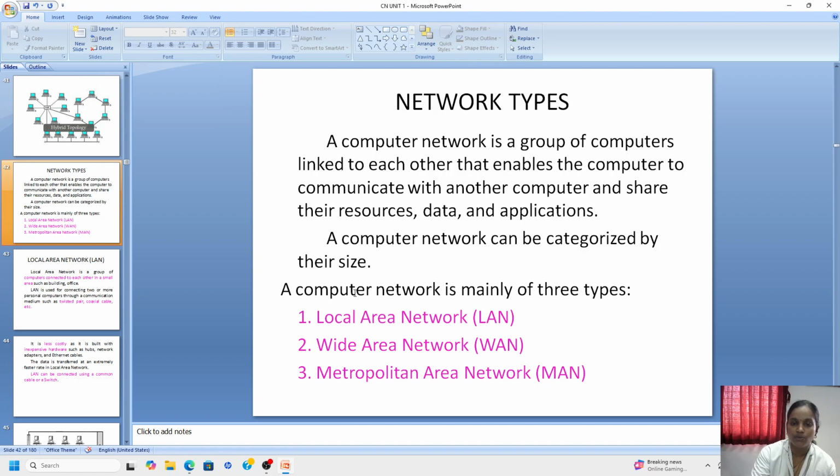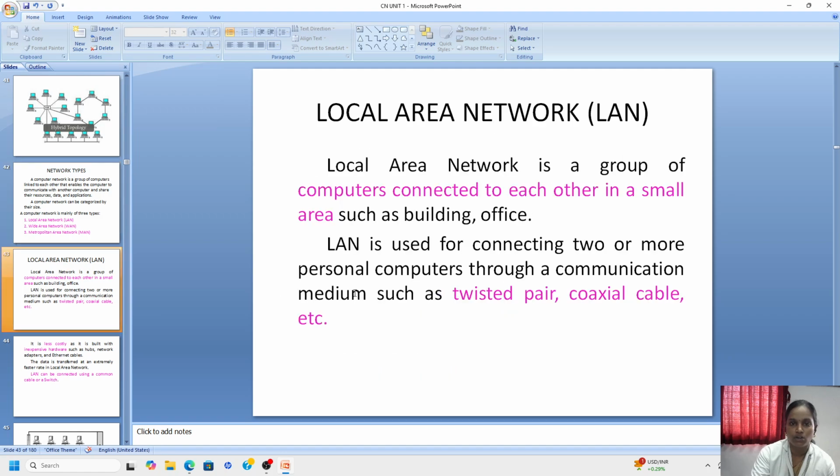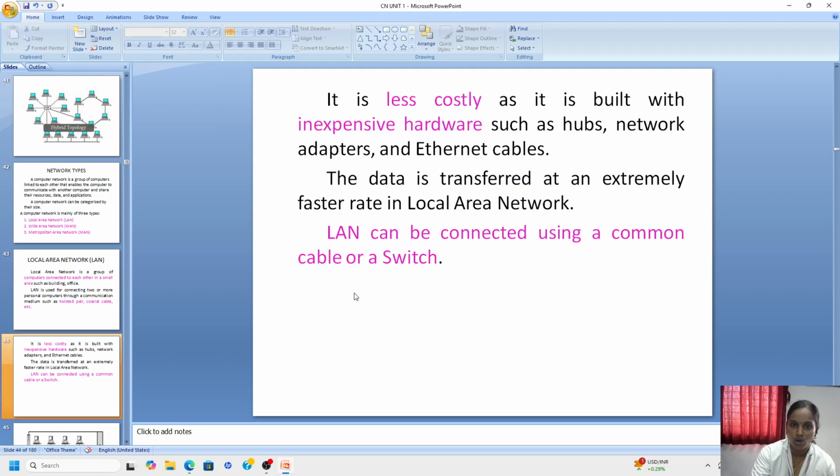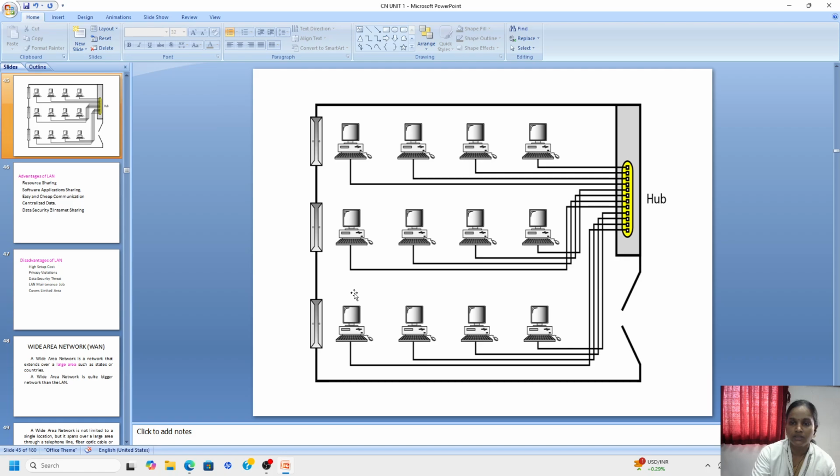Next one is network types. These are the networks: local area network, wide area network, and metropolitan area network. A local area network is a group of computers connected with each other in a small area, such as a small building or a small office. It requires a minimum amount of cost for installation. So this is a diagrammatic representation.